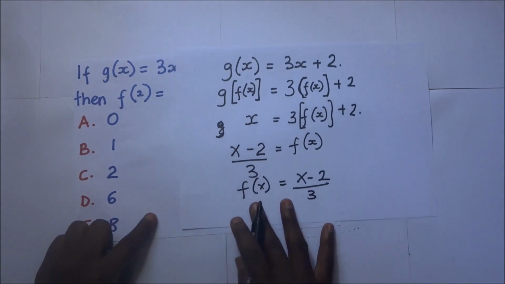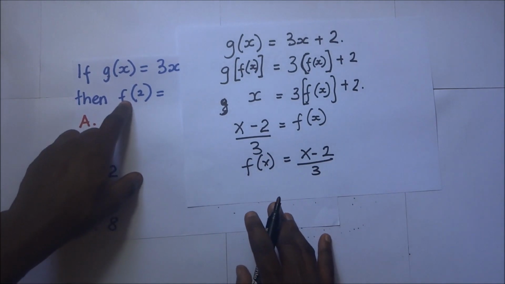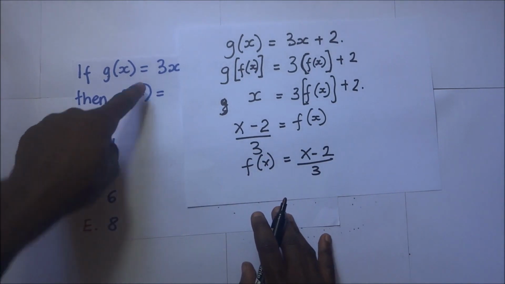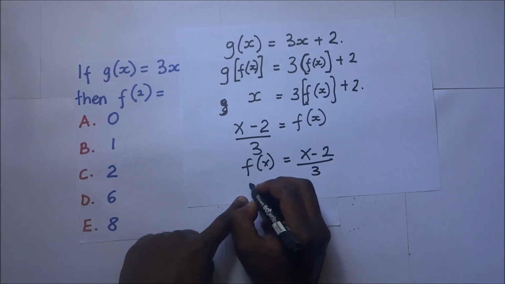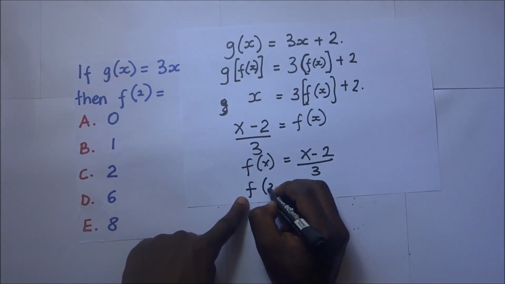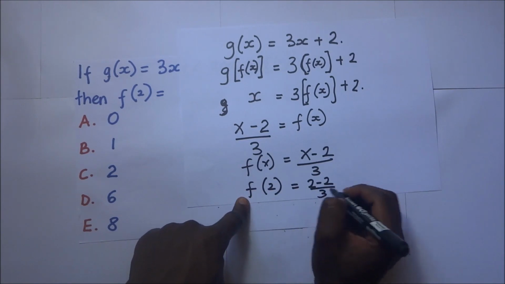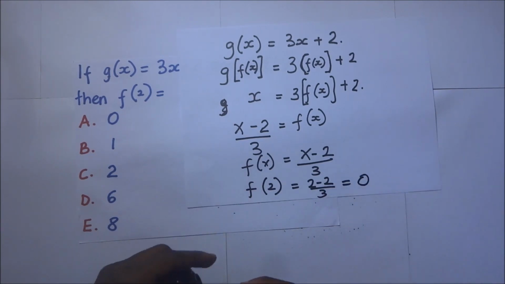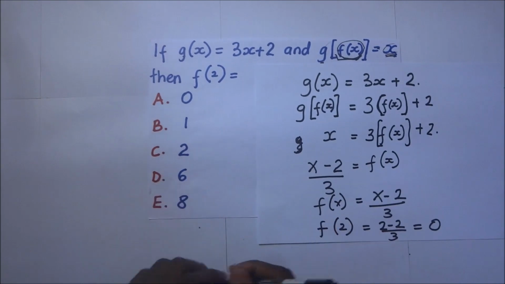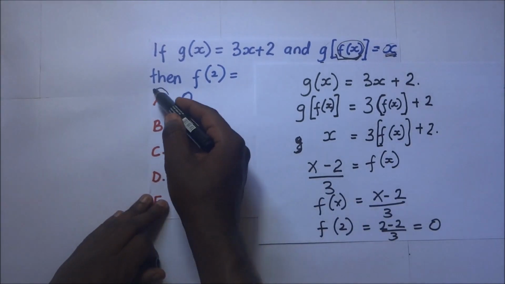But now the question requires us to find the value of f where the input is 2. So we shall do exactly that here. So meaning that f where the input is 2 is going to give us 2 minus 2 over 3, and this is going to give us 0. So from our objectives here, the answer is A.